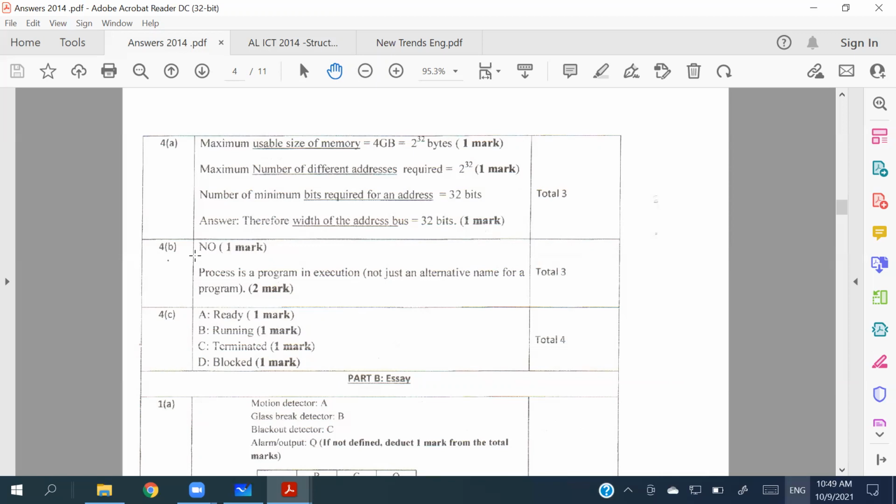Right? And for the fourth one, they have just given the diagram that we learn in the operating system, the 7-state diagram. And they are asking what are the states that are indicated by A, B, C, and D. So A is going to be ready. We can use it as waiting as well. If you got waiting, you can collect the marks. And B is running, C is terminated, and D is blocked.